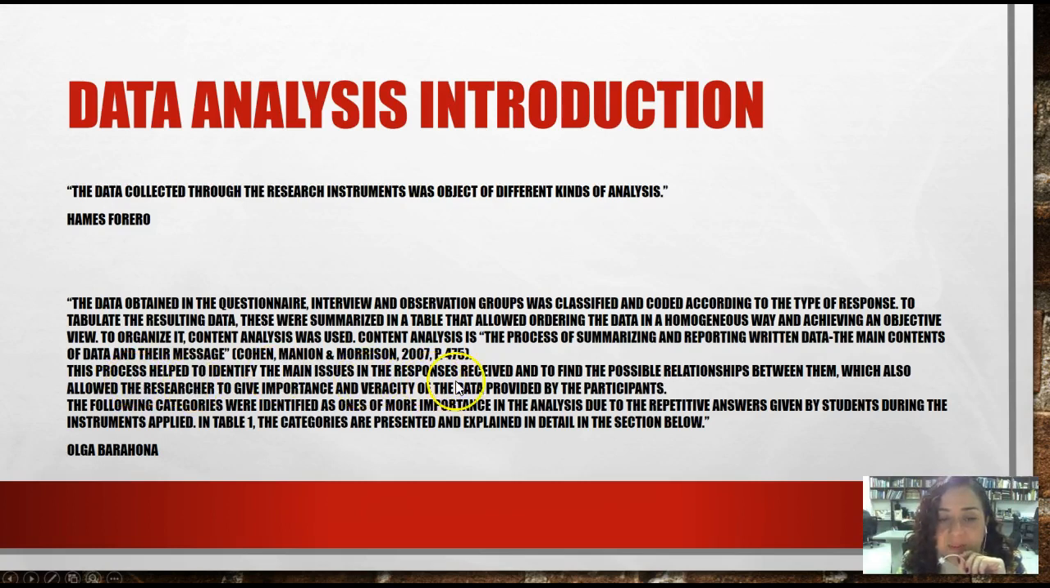This process helped to identify the main issues in the responses received to find a possible relationship between them, which also allowed the researcher to give importance and veracity of the data provided by the participants. Remember that you have Creswell's book, Bell's book, you have Cohen, Manning, and Morrison's book, and you have others, the case study book and the action research book. So try to find in those research books the different ways to analyze data and find one that you feel more comfortable with. For example, if you're using a priori, that's Freeman's book where we got that information. So find one that you feel comfortable with and then stick to that and make sure you include it in your introduction.